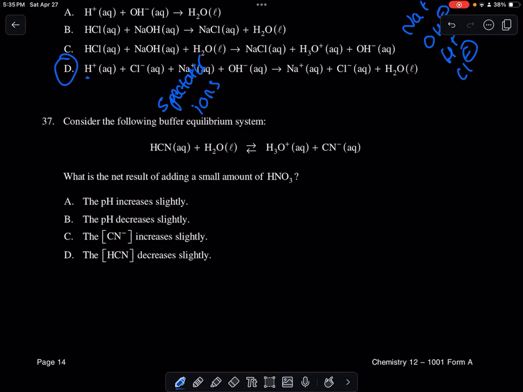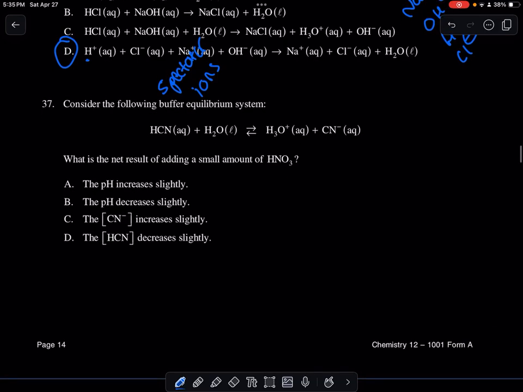Which of the following would show the result of adding a small amount of HNO3? So if we add a small amount of HNO3, we add an acid, which contains CN minus. So what will happen in this case? I misread that, HNO3. Sorry. So, when you add HNO3, what's it going to react with?